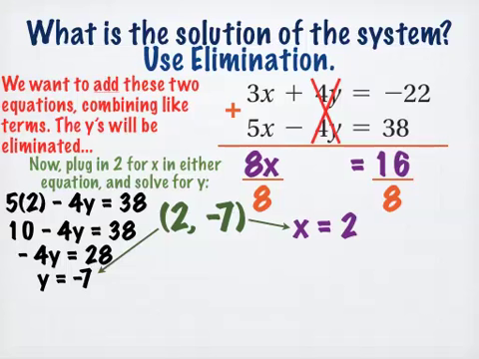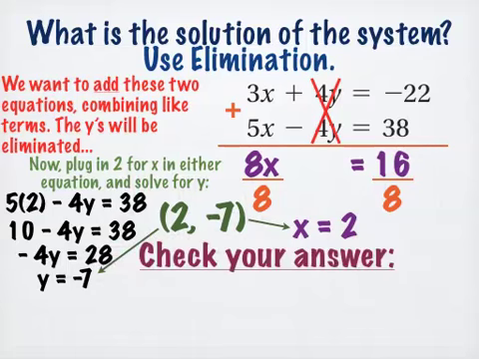Just like with graphing and substitution, when we're using elimination, we still need to plug our ordered pair into both equations and make sure that it makes a true statement. So, to check our solution, in the first equation we're going to plug in 3 times 2 plus 4 times negative 7 equals negative 22.